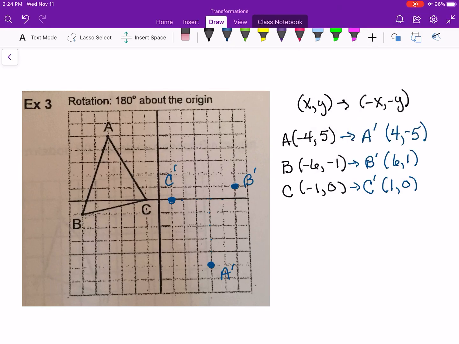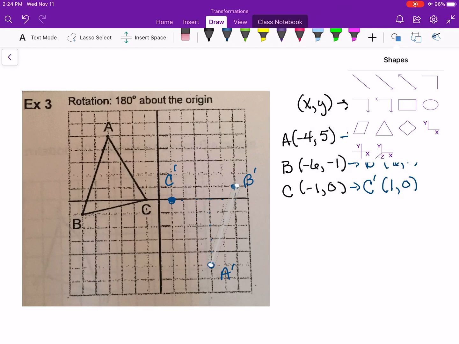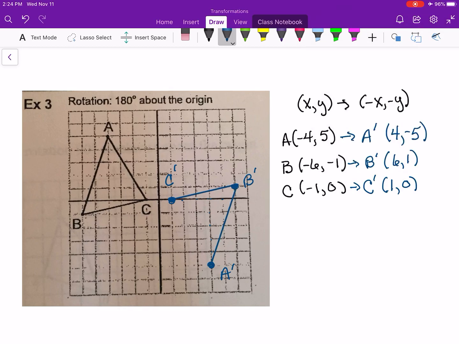Play connect the dots. A prime to B prime, B prime to C prime, and A prime to C prime. Again, a rigid motion. The size and shape does not change, only the rotation, the position of the figure changes.